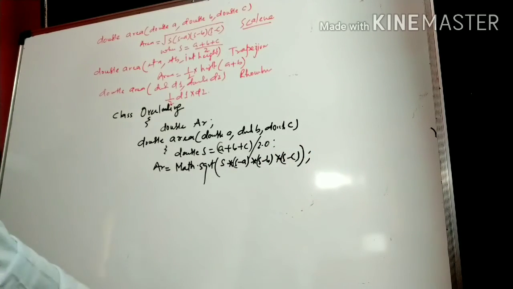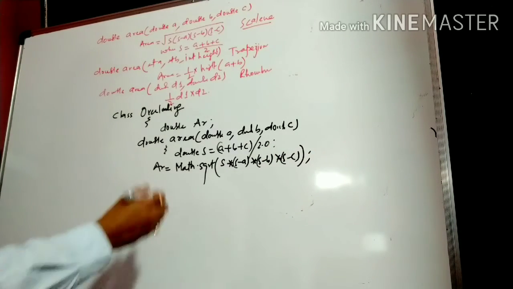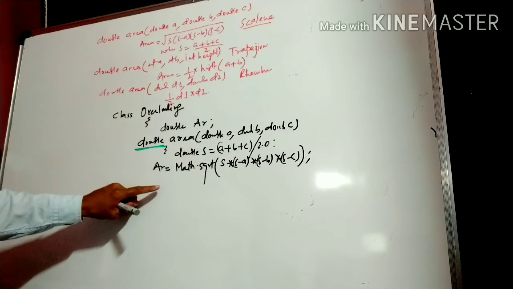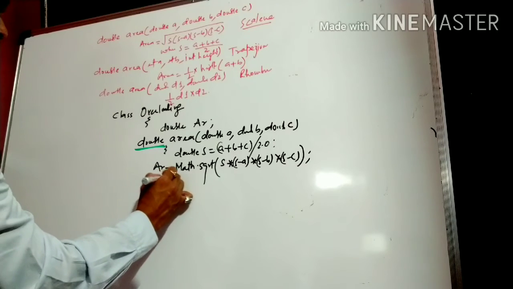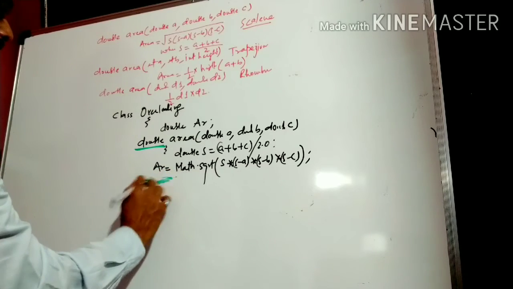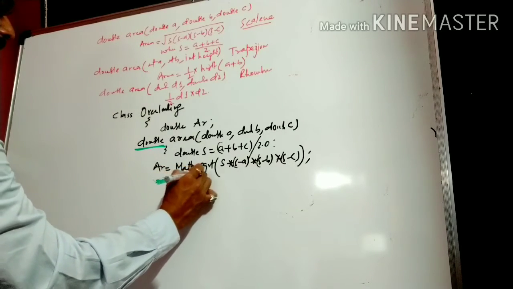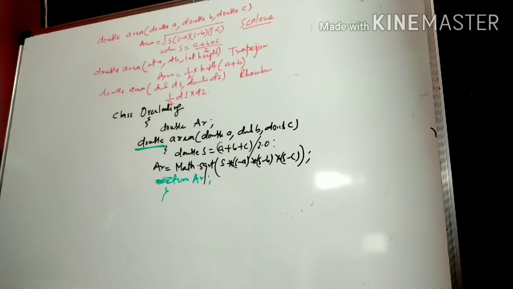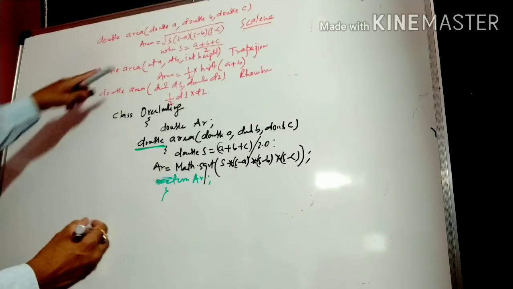And after that, what do you have to do? You cannot print it. Why not print? Because here it is a double. If here it were a void, you would have to print it. In this case, you have to return the value. Return here. That's all. Now one more method is there. Double area. You put it.